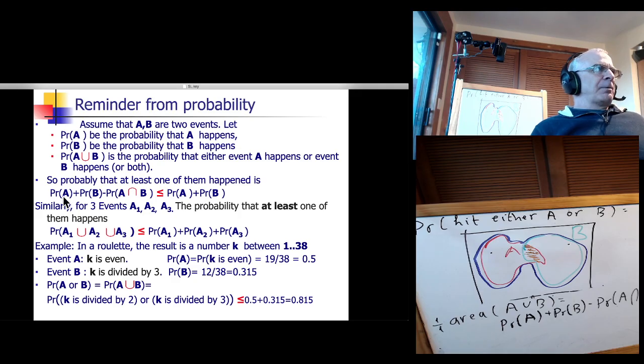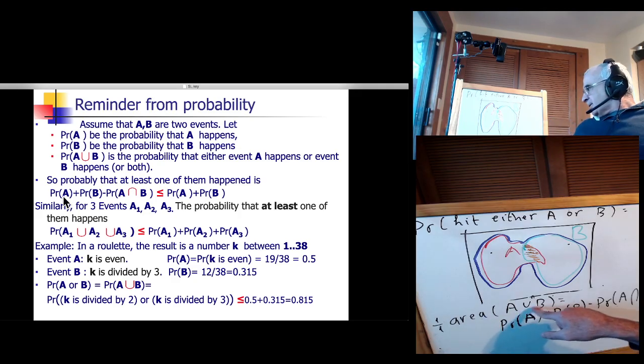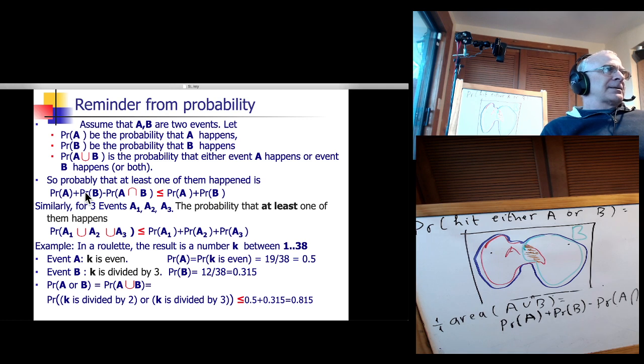So let's look at the probability of A union B, which is the chance that I'm getting either a number that is divisible by 3 or a number that is even, or possibly both. You can count and tell me exactly what the result is. It's not hard. But let's look at this formula: probability of A plus probability of B minus the probability of the intersection.